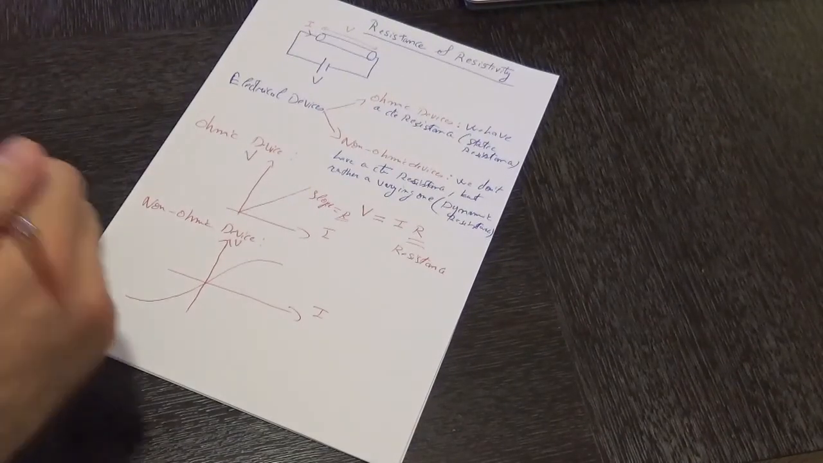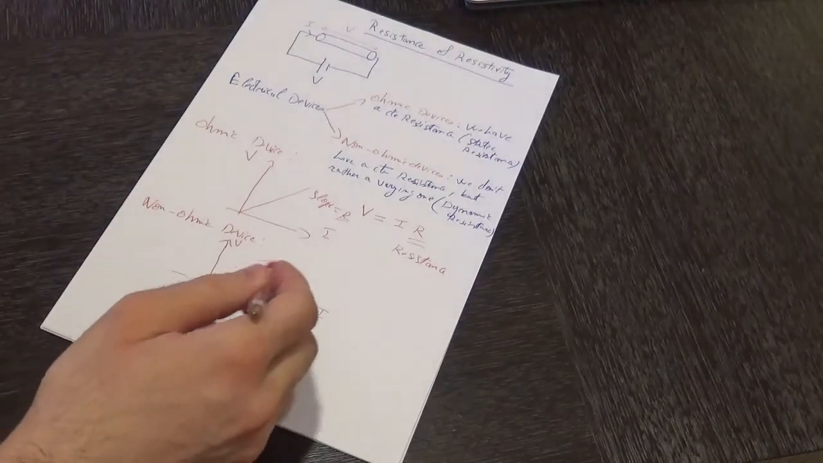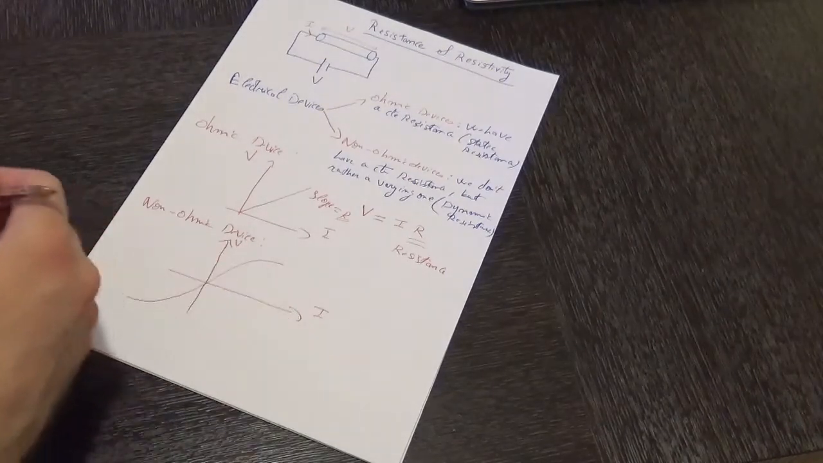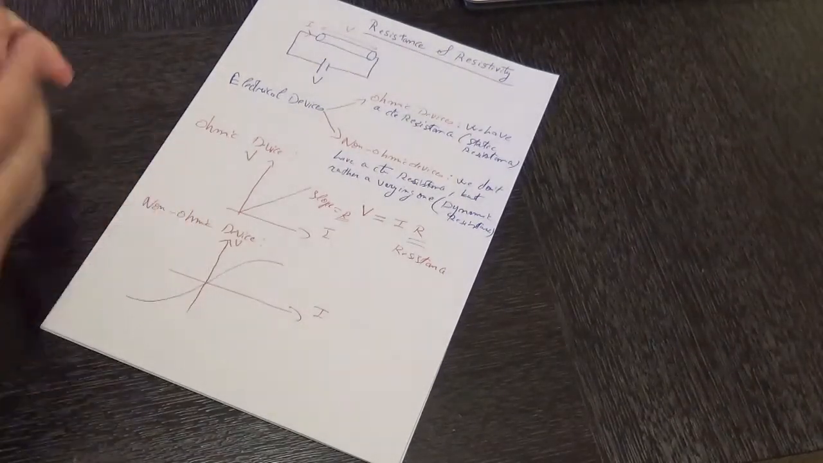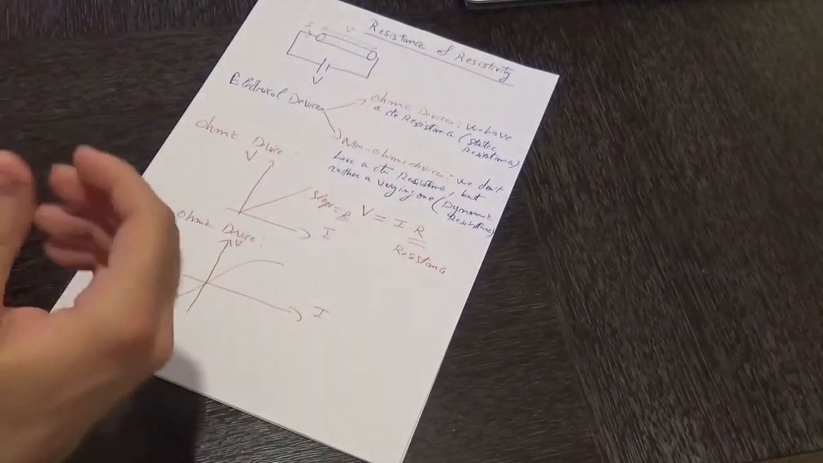And therefore, graphically, the relationship between the voltage and the current is no longer a straight line, but rather it has a curvy shape, which is an indication that the voltage and the current are no longer preserving that proportionality between them. Moreover, the resistance is no longer a constant for a non-ohmic device.